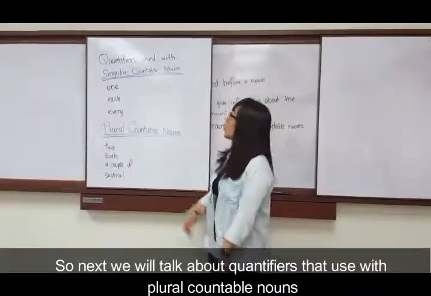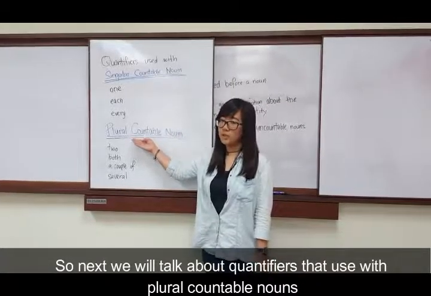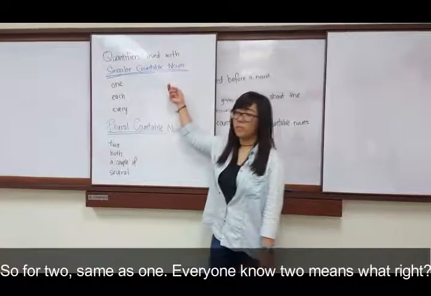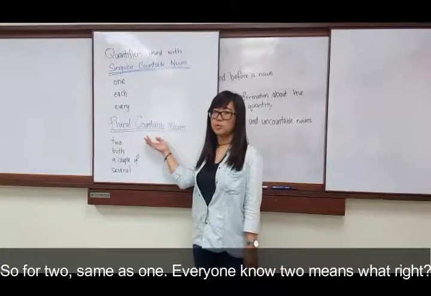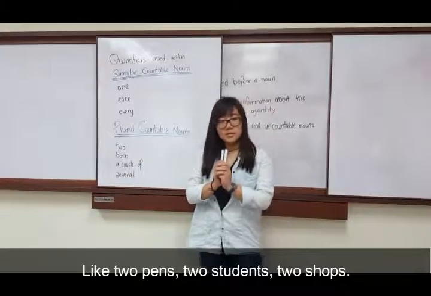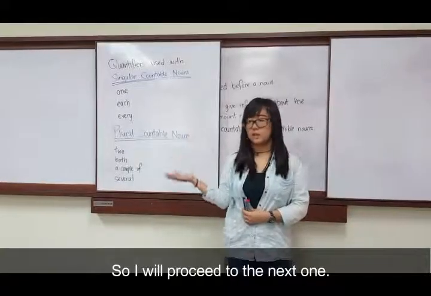Next we will talk about quantifiers that are used with plural countable nouns. For two, it's the same as one. Everyone knows what two means, right? Two pens, two students, two shops. So I will proceed to the next one.